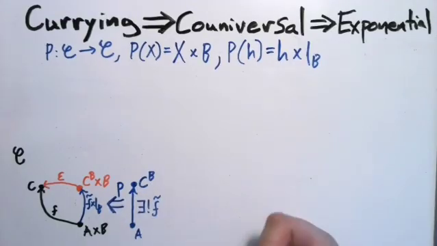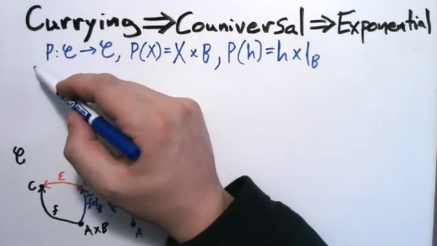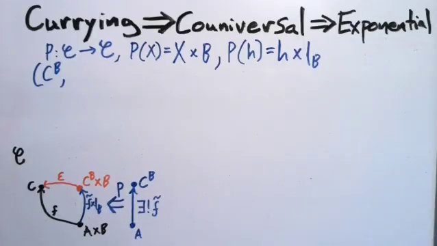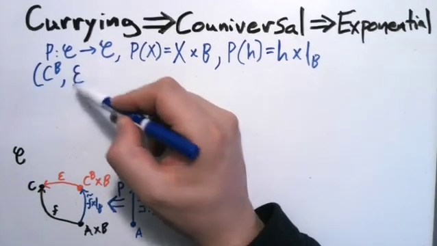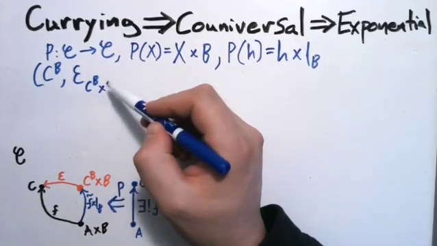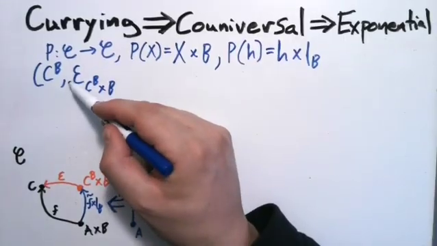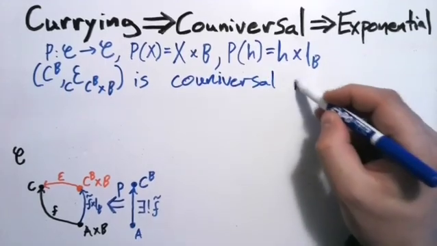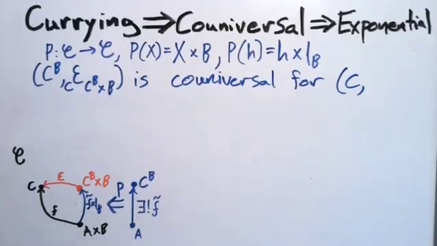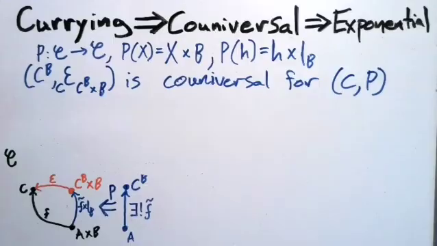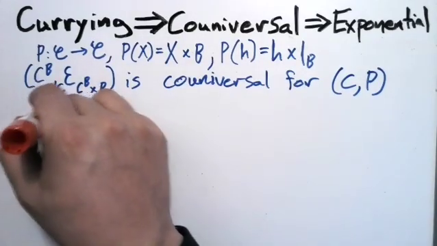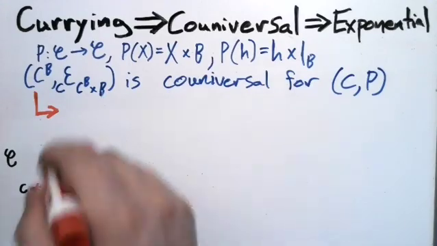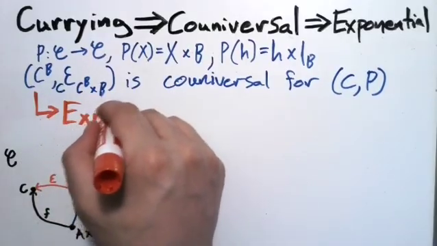So this is basically the categorical version of the discussion we just had about currying, which is that C superscript B and the evaluation morphism going from C superscript B cross B into C is co-universal for C here and the functor P. And so this particular form of co-universal actually has a name, so you can think of it as the next categorical construct on the list that we've been looking at so far, and this name is the exponential.